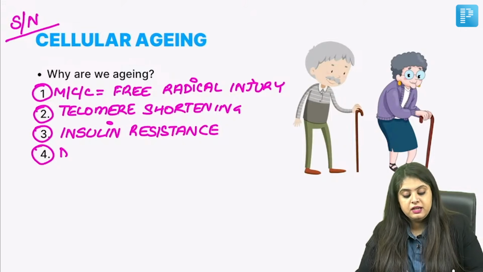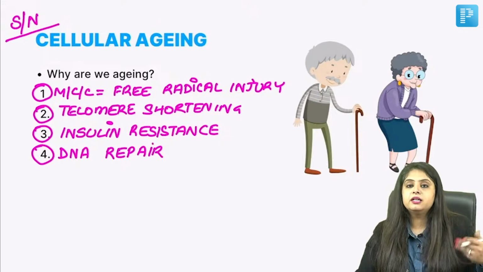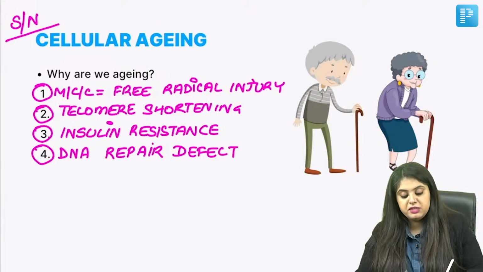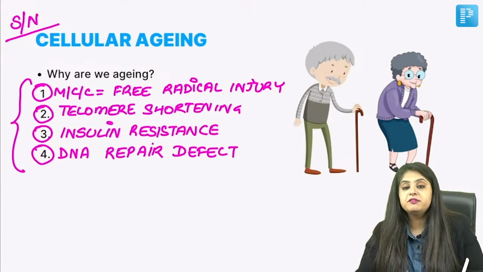And lastly, our DNA stops working. The DNA repair mechanism says, whatever the problem is, I will not fix it. DNA gets damaged, let it happen. So DNA repair defect is what is making us old. The 4 reasons of why we are becoming old.